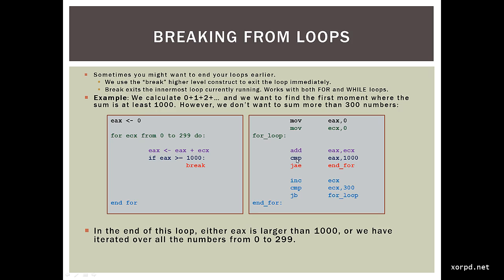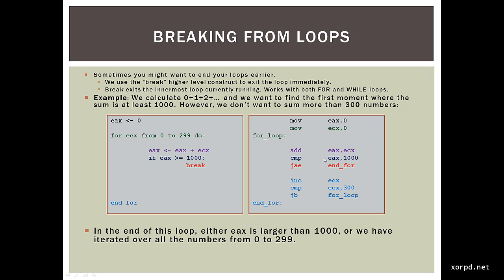Then we have the if condition. We compare EAX with 1000. We have already seen this kind of if statement too. It is just about comparing and jumping. So these two instructions are actually the representation of the if construct in assembly language. So we compare EAX with 1000 and check if EAX is greater or equal than 1000 using this instruction, the jump above equal instruction. And now something special happens.